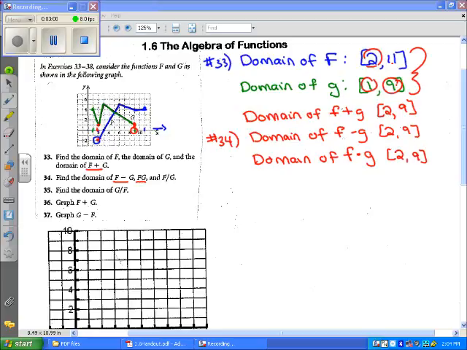Okay, now let's go to the last part of number 34. It says find the domain of f divided by g. Okay, the domain of f divided by g would be the intersection of the domains of f and g, but we would have to exclude all values of x that make g of x equal to 0.